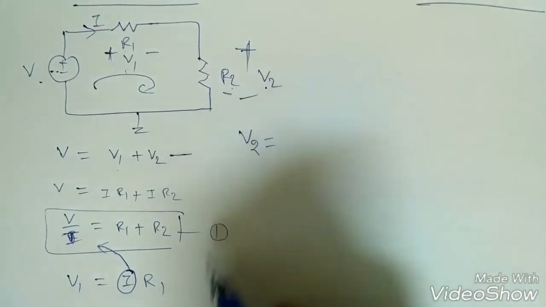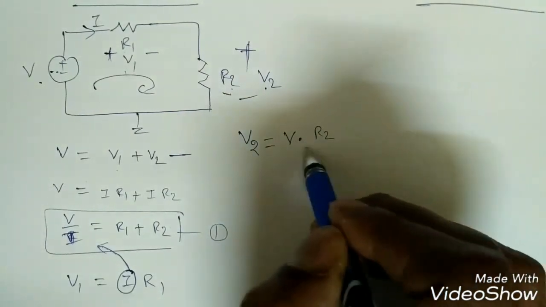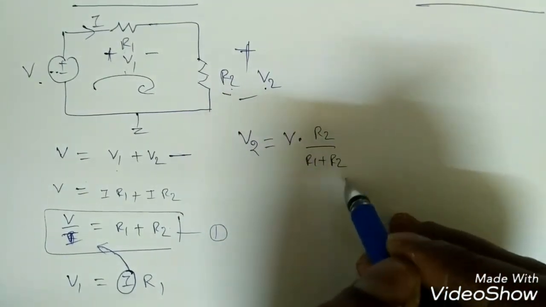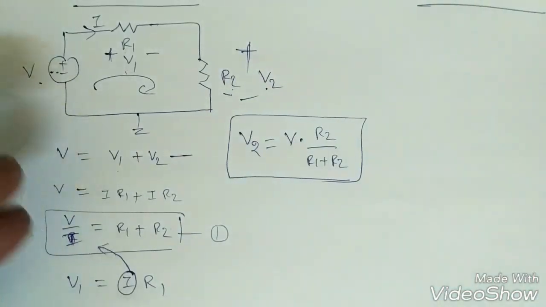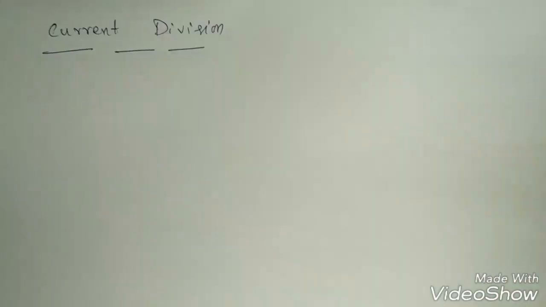Similarly, if I want to find V2 across this resistance, it's very simple: main voltage into that resistance by total resistance R1 plus R2. According to KVL and according to Ohm's law, we get the voltage division principle like this.